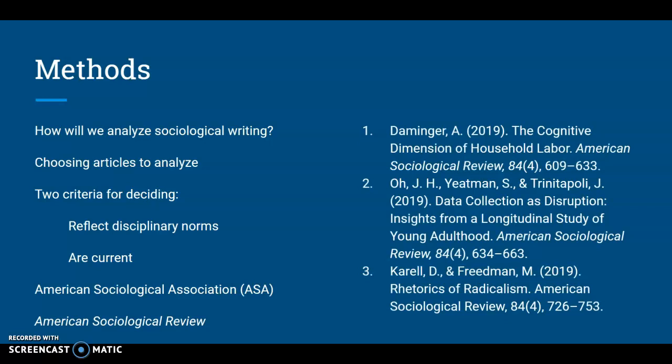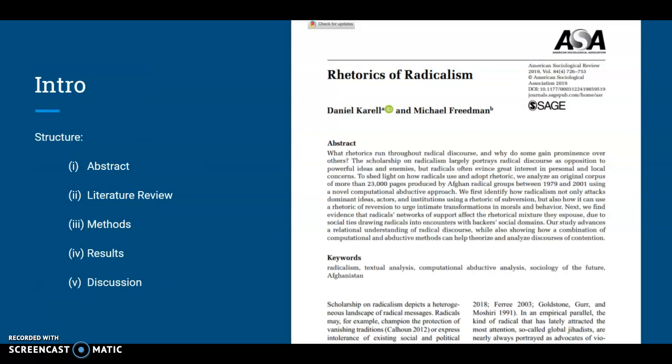They're all from this year. The first one is the cognitive dimension of household labor, then data collection as disruption, and then rhetorics of radicalism. So before we delve into the rhetorical details, I want to talk a little bit about the format and structure.